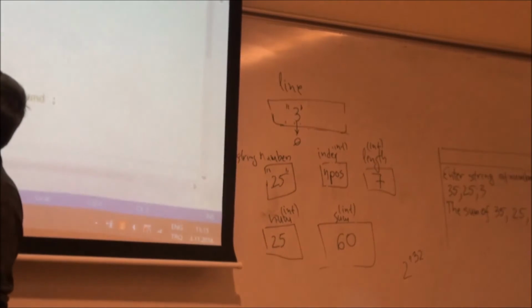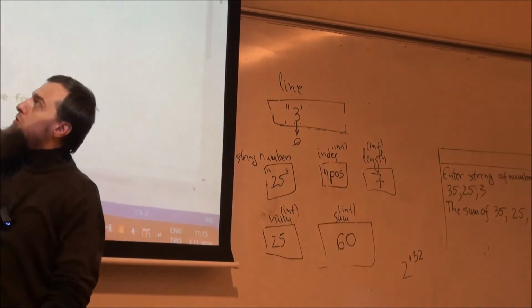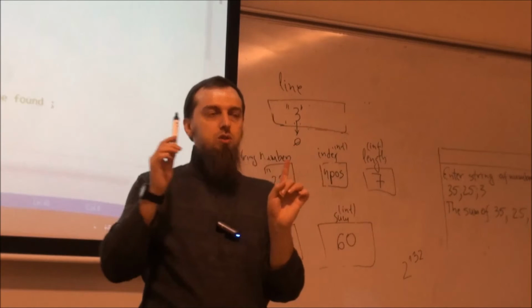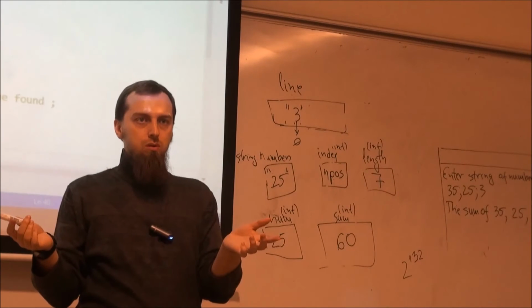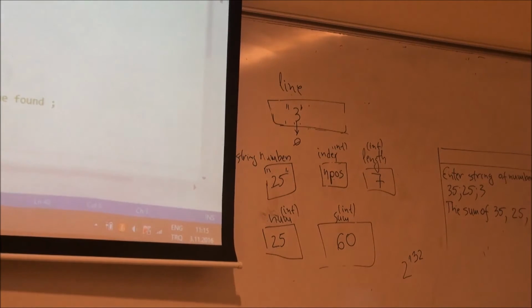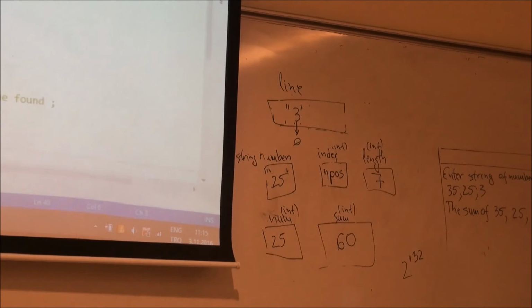Now we go to while again. We are asking: index, which is npos, is not equal to npos. Is this true? No, it's false. That's why we are not going to execute this block. We are continuing immediately after it. What do we have after that? We have the following stuff.